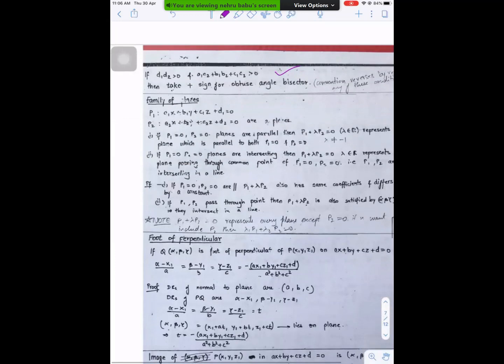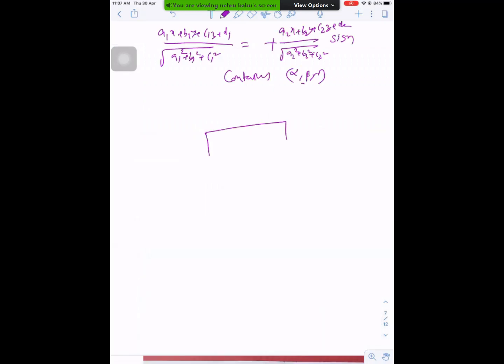Next, family of planes, same like that. If P1 equal to 0, P2 equal to 0 are two planes, then P1 plus lambda P2 equal to 0 is one more plane that belongs to the same family. Belonging to the same family means if they are parallel planes, this also represents parallel planes only. If they are intersecting planes, this also represents an intersecting plane passing through them. If this is P1 equal to 0 and this is P2 equal to 0, then the plane passing through the intersection of the planes is in the form of P1 plus lambda P2 equal to 0.